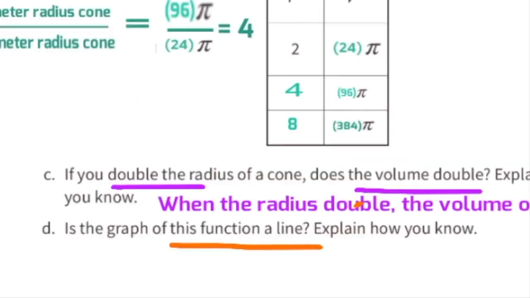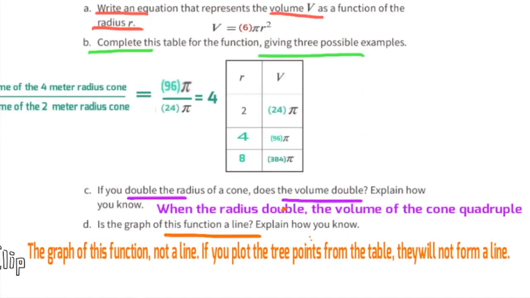D. Is the graph of this function a line? Explain how you know. The graph of this function is not a line because if you plot the 3 points from the table, they will not form a straight line.